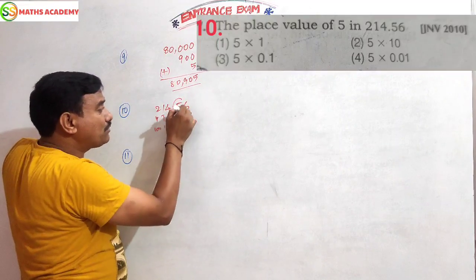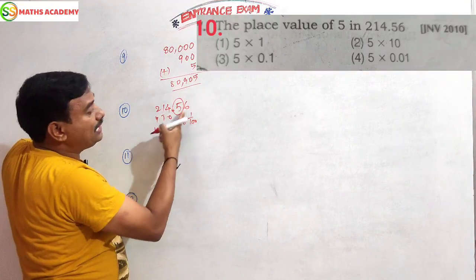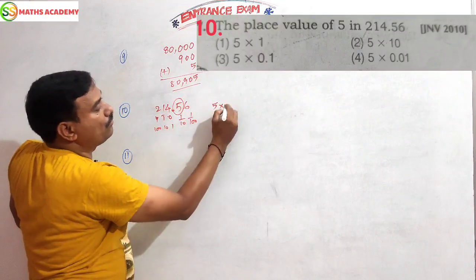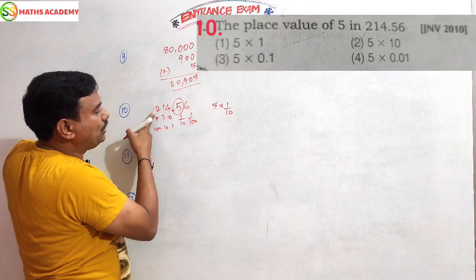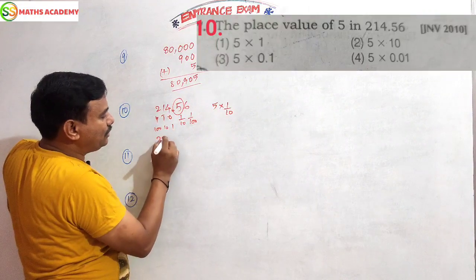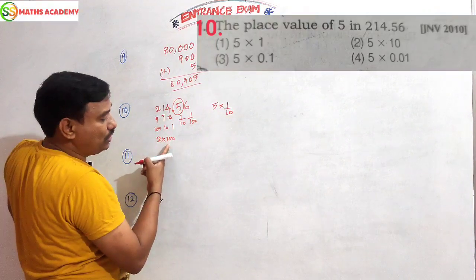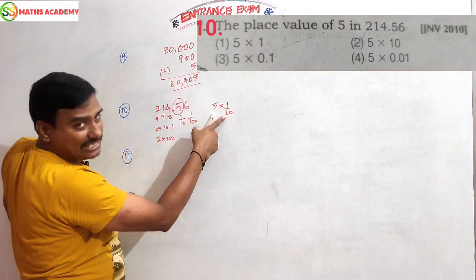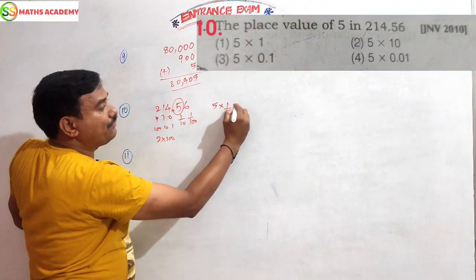So he is asking the place value of 5. After the decimal, the first position is there: 5 into 1 by 10. For example, if we are doing 2 here, the value is what? 2 into 100. Like that we multiply, and here also we should multiply, but the number will be in fraction form. So 5 into 1 by 10, that is 5 by 10.